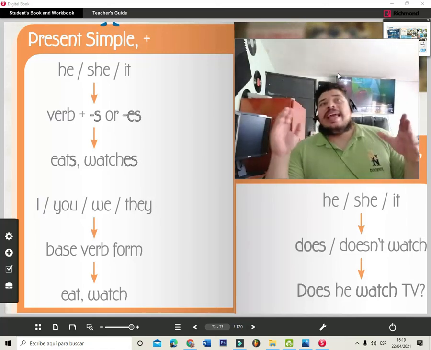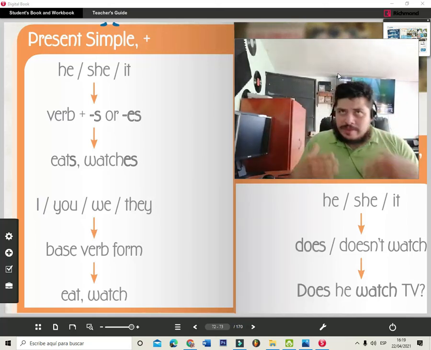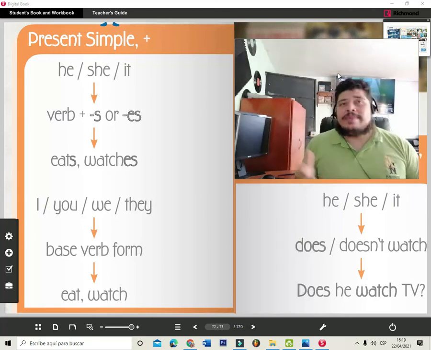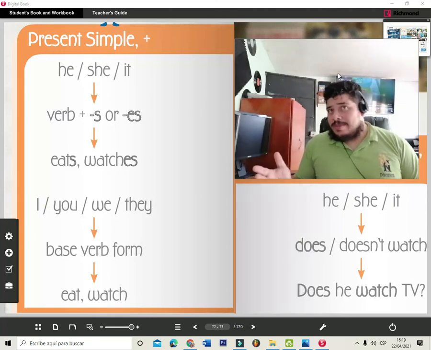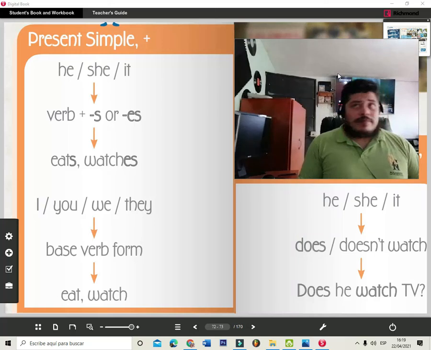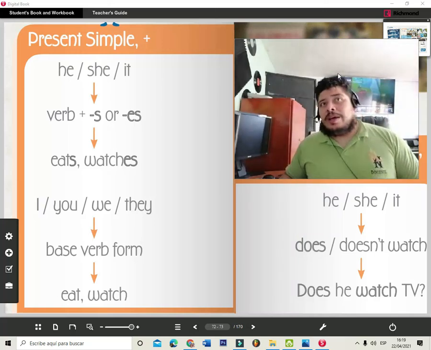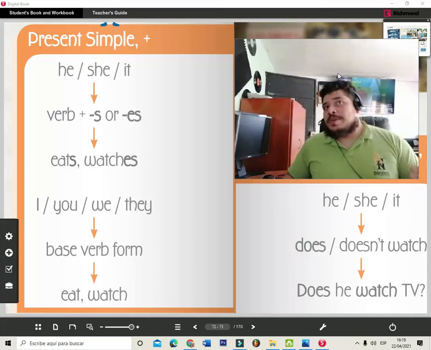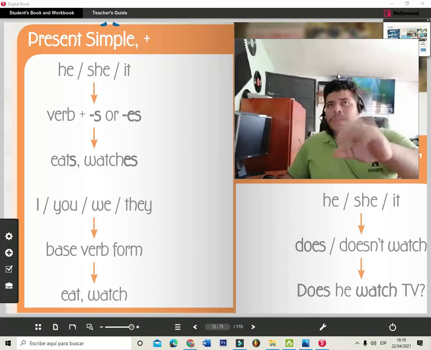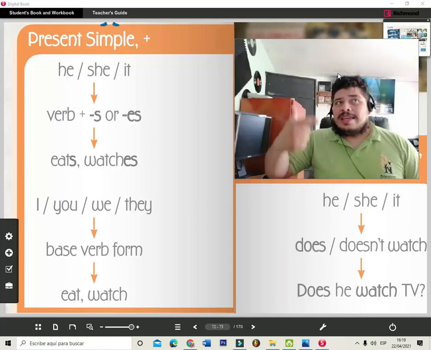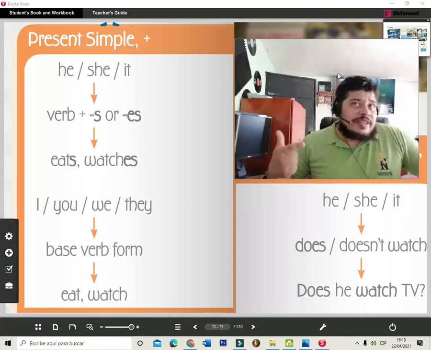We can have sentences with the verb to be. For example, I am a teacher, okay? I am happy. I am in Guatemala, okay? Remember that the verb to be has 3 forms. I am, he is, she is, or it is.